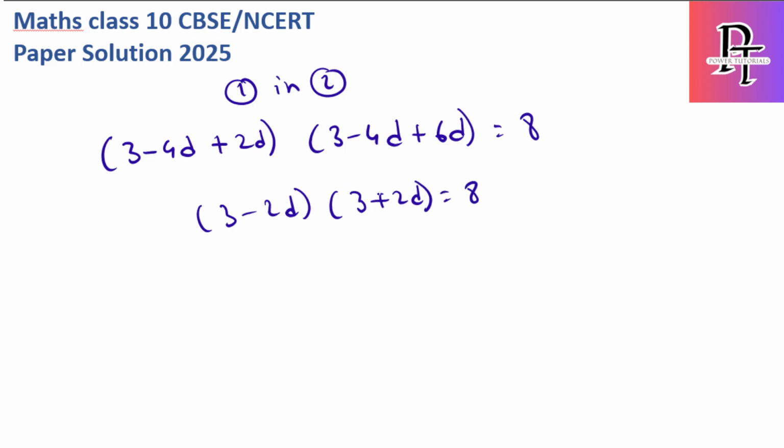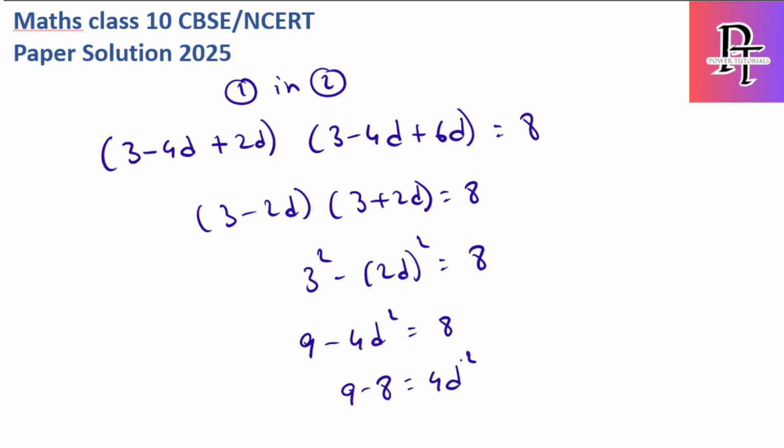This is in the form of (A minus B)(A plus B), so simple. It is A square minus B square. So 9 minus 4D square is equal to 8. Let's move 4D square to the other side. It becomes 9 minus 8 is equal to 4D square, or 1 is equal to 4D square.